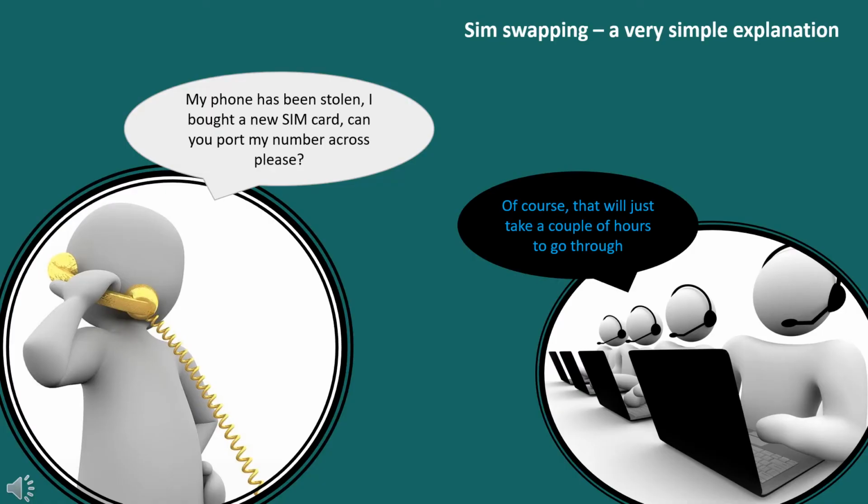SIM swapping involves an attacker convincing the victim's mobile phone service provider that they themselves are the victim, and then requesting the victim's phone number to be switched to a new SIM card. In reality, this requires extremely good social engineering. They have to be able to trick the service provider and sometimes also trick the victim into sharing authorization codes. Unfortunately, criminals are very good at this social engineering.